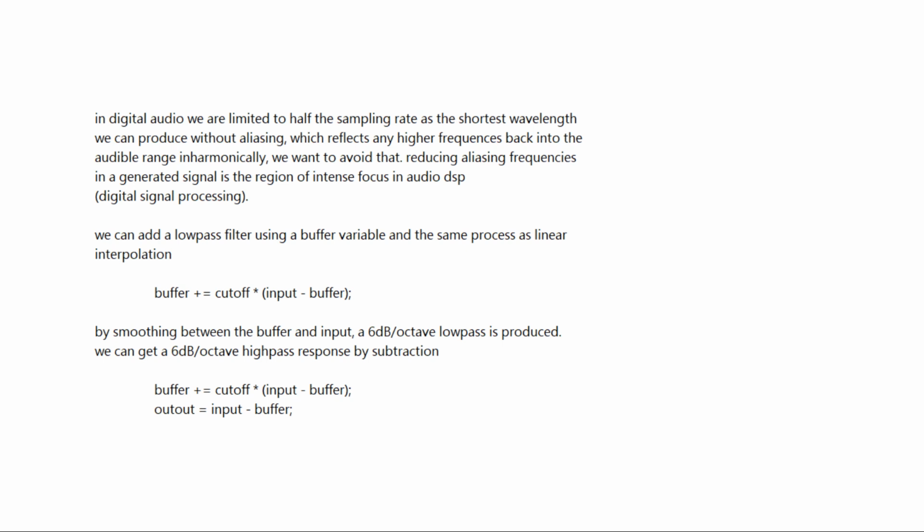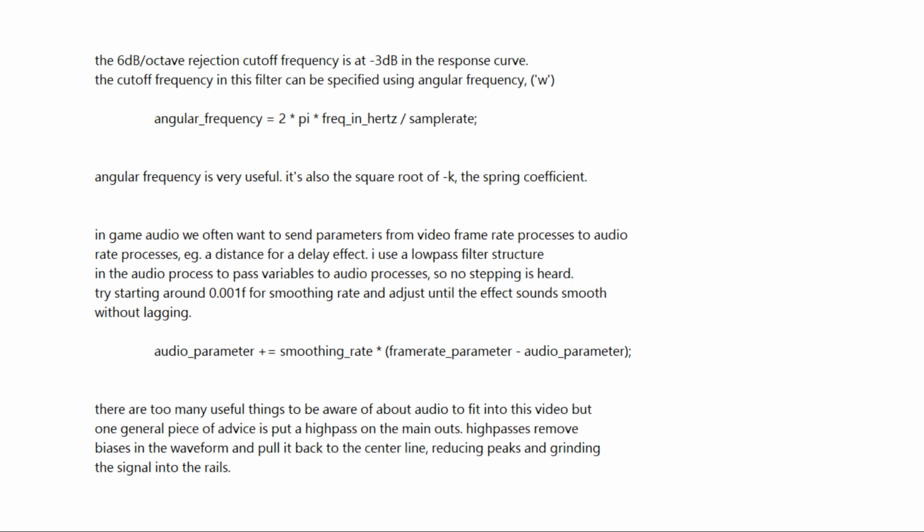We can add a low-pass filter using a buffer variable and the same process as linear interpolation. By smoothing between the buffer and input, a 6 dB/octave low-pass effect is produced. We can get a 6 dB/octave high-pass response by subtraction. The 6 dB/octave rejection cutoff frequency is at -3 dB in the response curve. The cutoff frequency in this filter can be specified using angular frequency, denoted with a lowercase w. Angular frequency is very useful. It's also the square root of k, the spring coefficient.